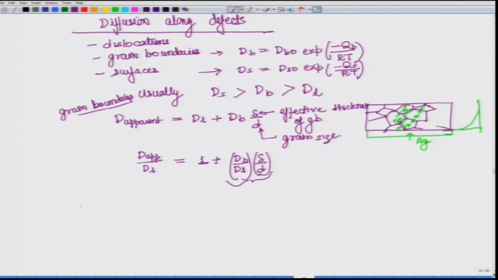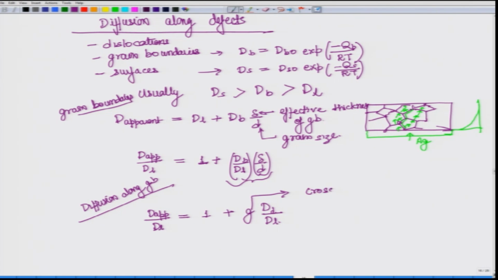And similarly we can look for diffusion along dislocations, on the very same line, without going again into details. We can look at diffusion along dislocations, and it will look something similar. Here instead of two factors we have a G, which I will show you what it means. So this is D dislocation by D lattice, and G is the cross sectional area of pipe per unit area.